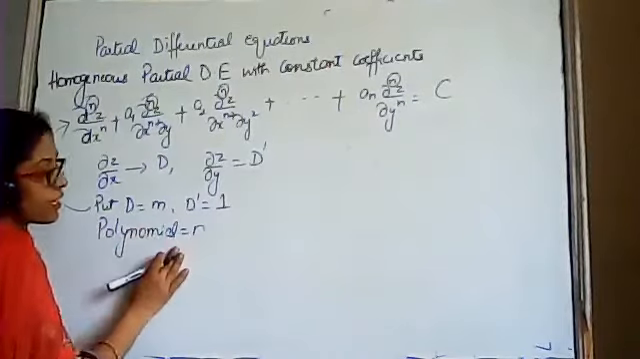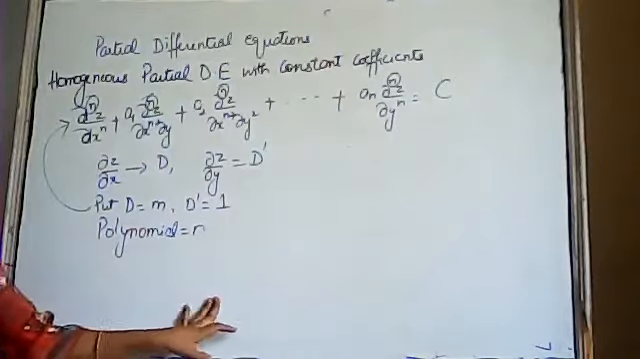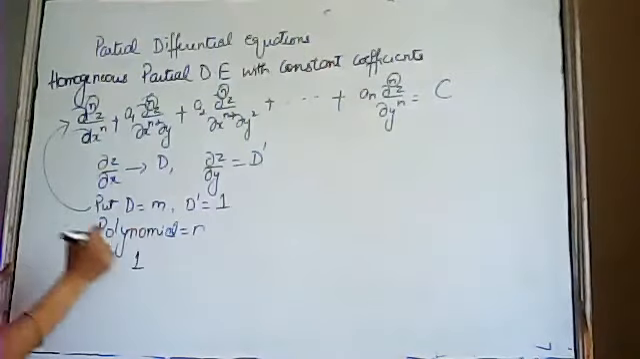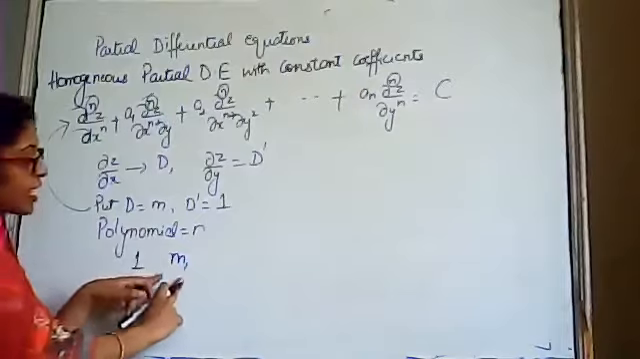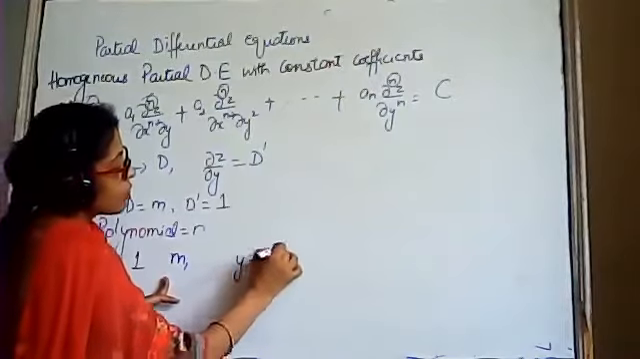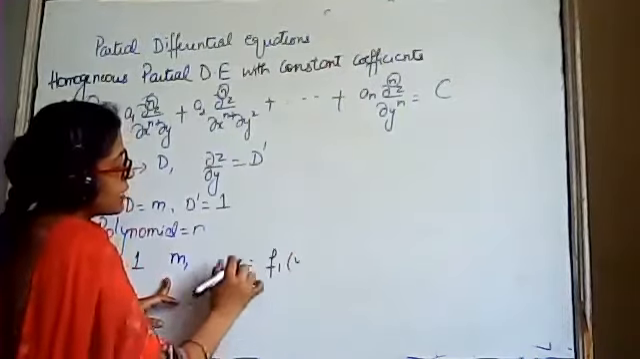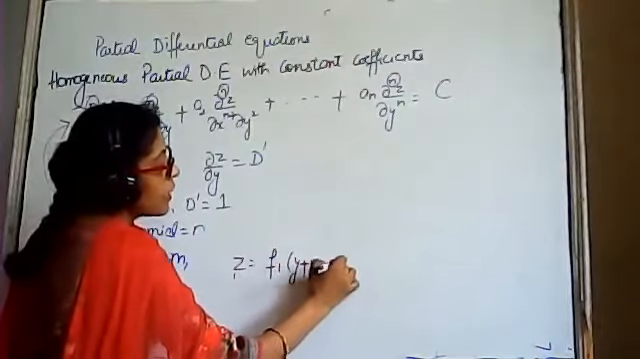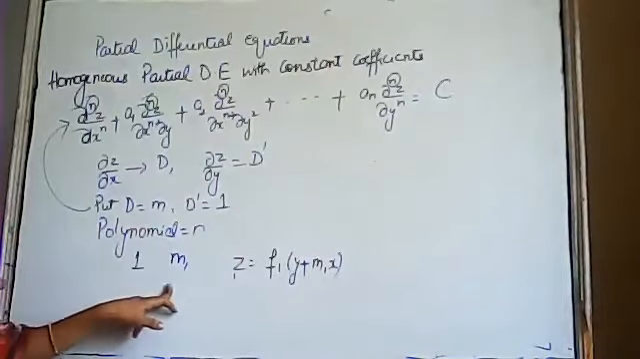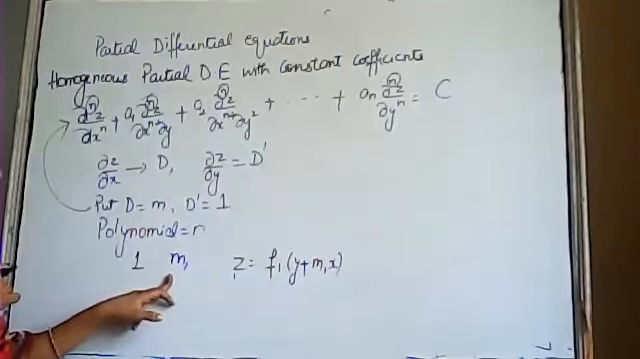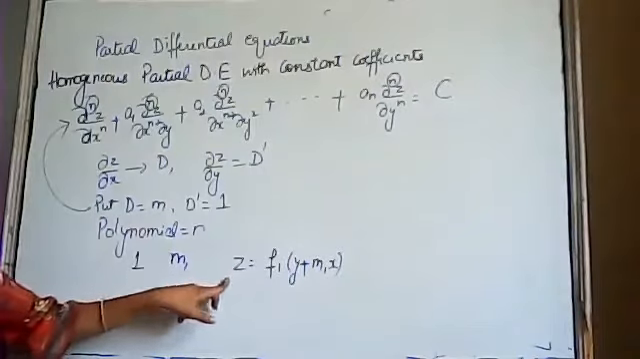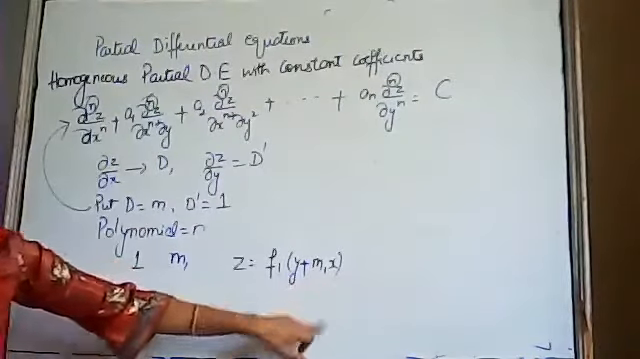The polynomial equation can be of degree 1, degree 2, degree 3 and so on. If we get an equation of degree 1, we will have only one root, let it be m1. In that case, the solution will be z equals f1(y + m1x). You have to remember these results.